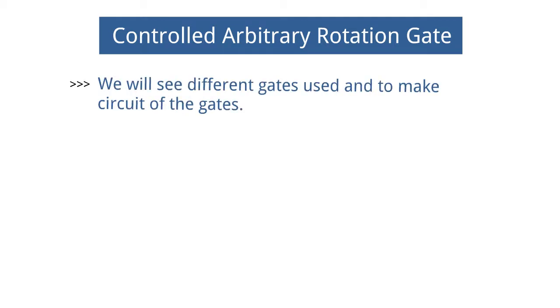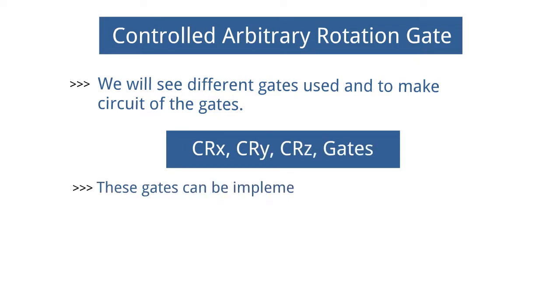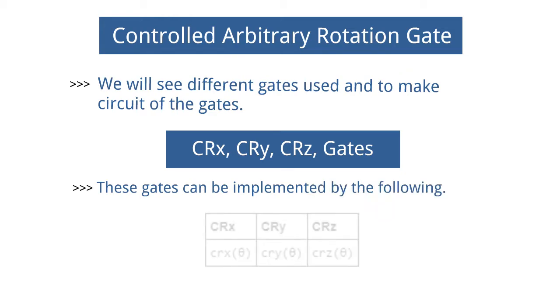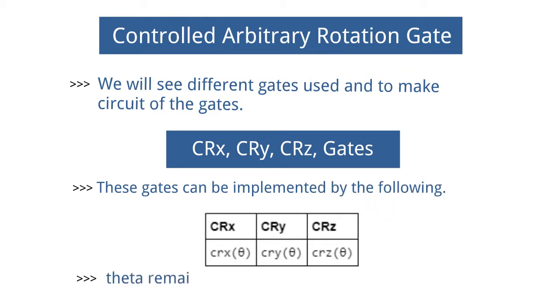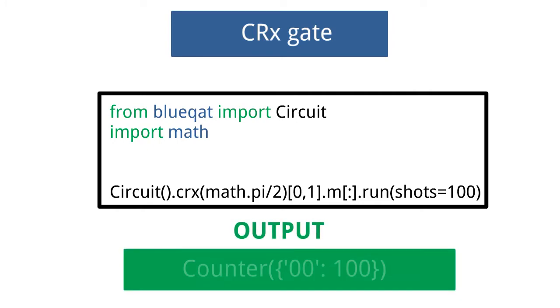Controlled Arbitrary Rotation Gate. In this video, we will see the different gates used, and how to make circuits with the gates. CRX, CRY, CRZ gates. These gates can be implemented by the following. Theta remains the same for RX, RY, and RZ gates. CRX gate. The value of theta will remain the same for all the gates. If we run this code, we will get 00 as the output.